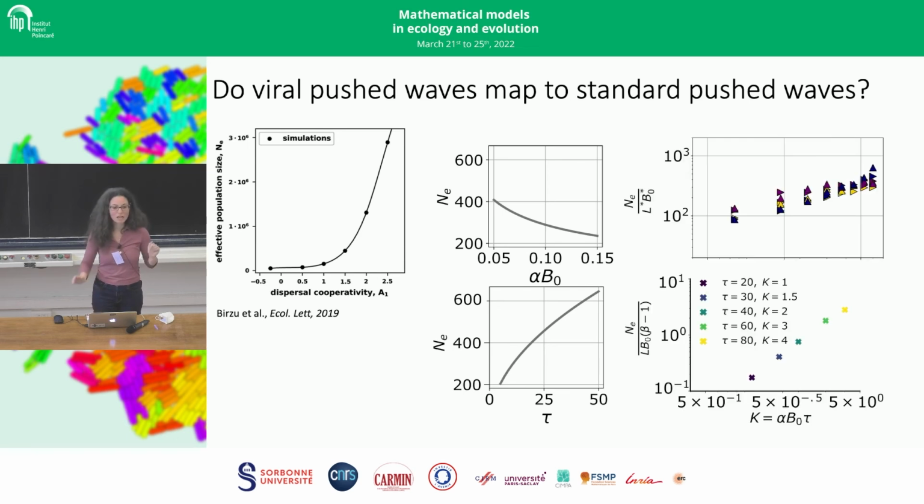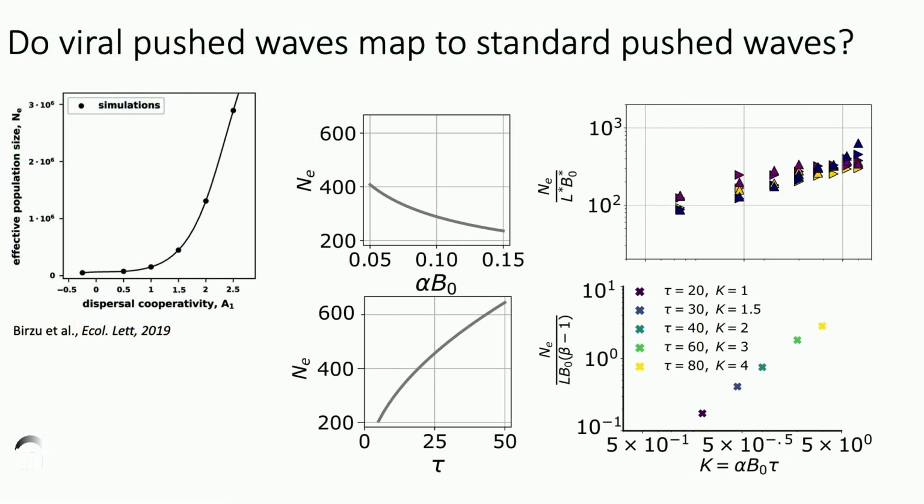Long story short, you can actually find a rescaling so that everything collapses in a nice way. But you really need to take into account the fact that these profiles are getting stretched around, and that the carrying capacity is also changing as a function of this parameter. So if you rescale the effective population size by basically B naught, which is the number of bacteria that you have at the front, multiplied by the burst size, that gives you more or less a rule of thumb for their carrying capacity.